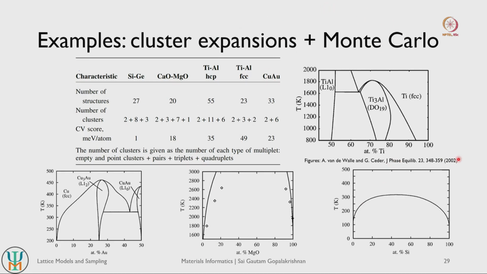This is an example from a fairly old work, from 2002, where the authors used very small data sets. You see that the number of data points used to construct these cluster expansions was very small, and then they subsequently used Monte Carlo simulations to construct phase diagrams. This is a phase diagram in a titanium aluminum system, this is silicon germanium, this is magnesium oxide and I think calcium oxide if I am not wrong, and this is copper gold. These are all systems with practical relevance, and the authors managed to construct phase diagrams with fairly reasonable accuracy.